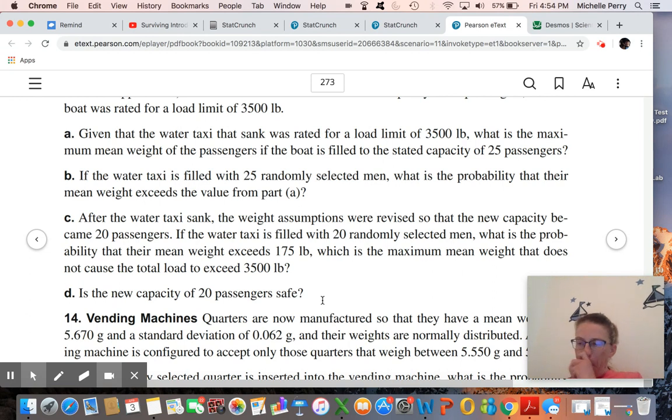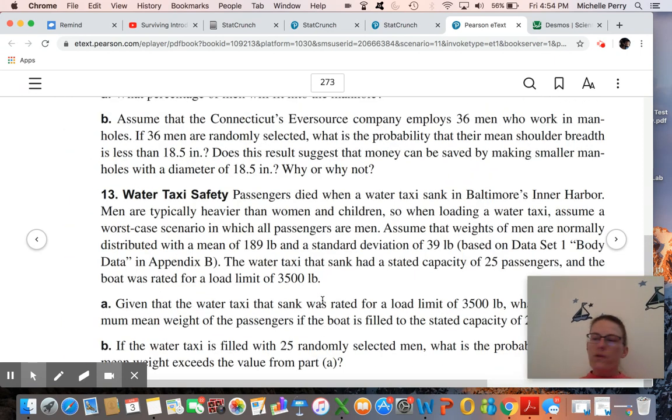So this go round, we're exceeding 175 pounds. We're still going to assume that the mean of the population is going to be the mean of all the sample means, which in this case was 189 pounds. And now our standard deviation of all of those sample means is going to become 39 divided by the square root of 20, as you see here.